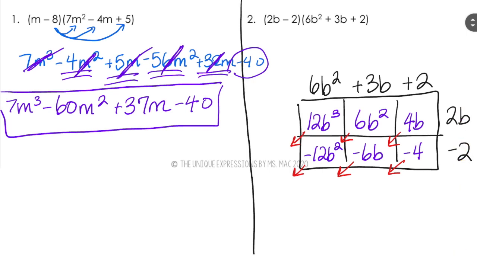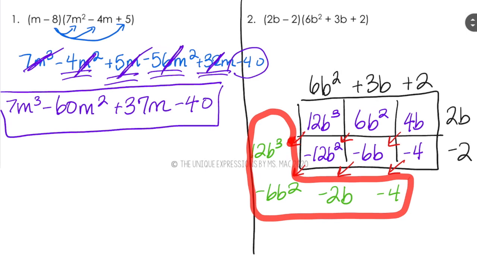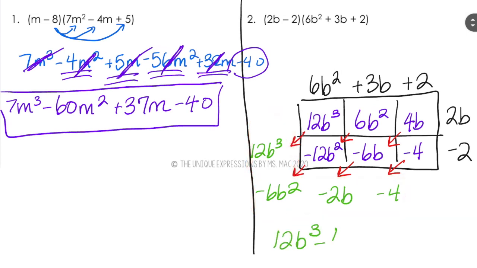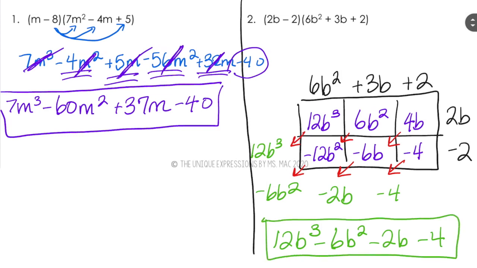And let's bring everything down. So the first arrow doesn't have anything to combine with it, so I'm just going to bring down my 12b to the third power. Negative 6b squared minus 12b squared is going to be negative 6b squared. 4b minus 6b is going to be negative 2b, and we're going to bring down that 4. And like always, our answer is whatever's on the side. And I'm just going to write my answer. 12b to the third power minus 6b squared minus 2b minus 4. And we are done.